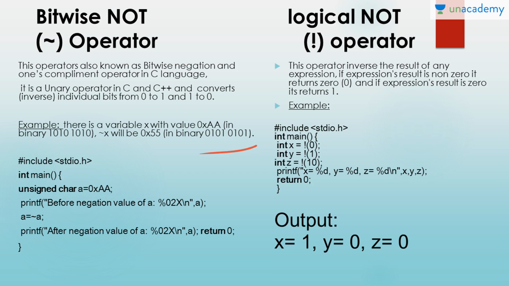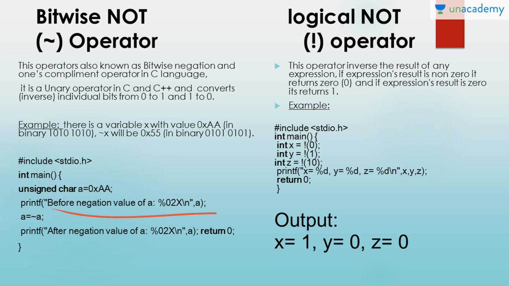A is declared as 0xAA here. Before negation the value is printed first, then after negation the value is printed. Before that, A is equal to complement of A, so the complement of A is assigned to A. After this operation we print A, so the value of A will actually print the complement of A's answer. We will obtain this answer after the complement operation as the output. So on the screen it will print 55: before negation AA, after negation 55.